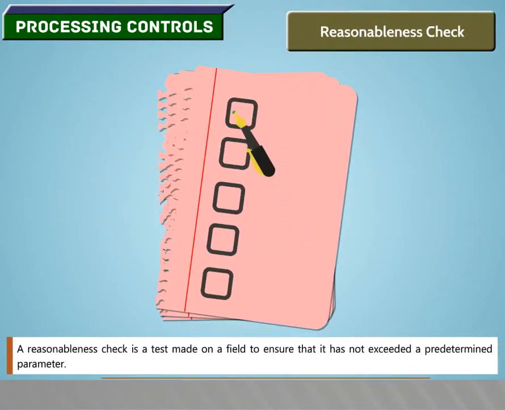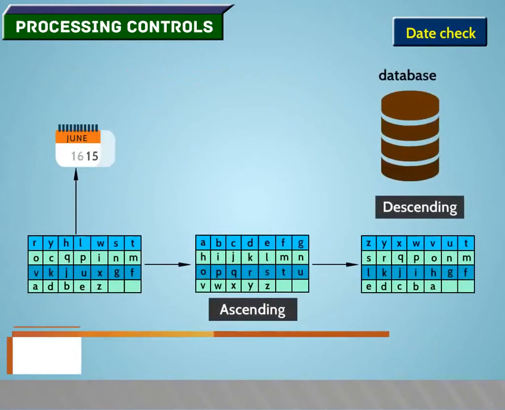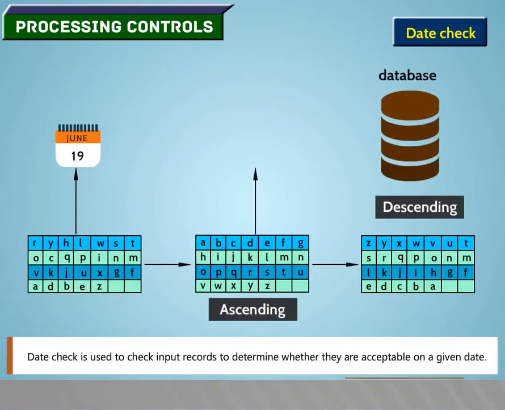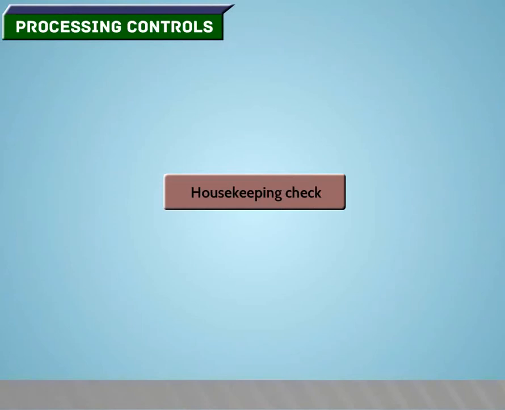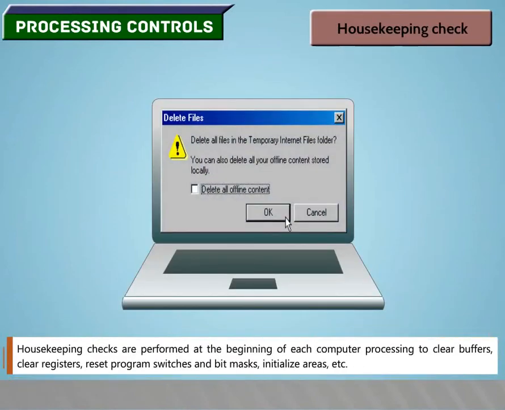Reasonableness check. A reasonableness check is a test made on a field to ensure that it has not exceeded a predetermined parameter. Date check. A date check is used to check input records to determine whether they are acceptable on a given date. Housekeeping checks. Housekeeping checks are performed at the beginning of each computer processing to clear buffers, clear registers, reset program switches and bit masks, initialize areas, etc.